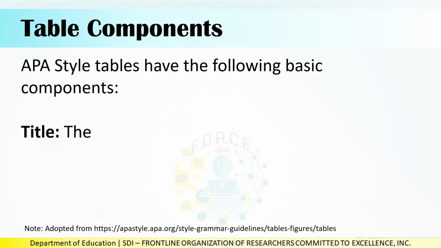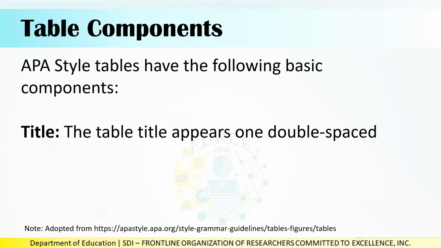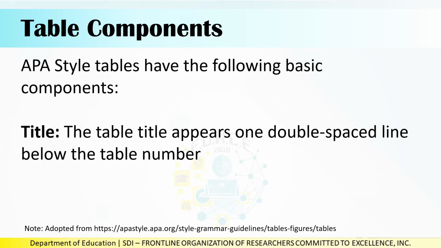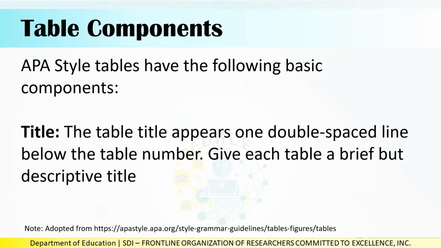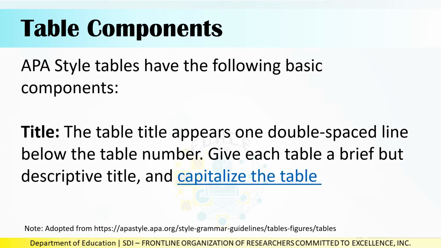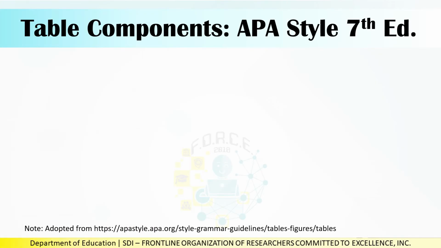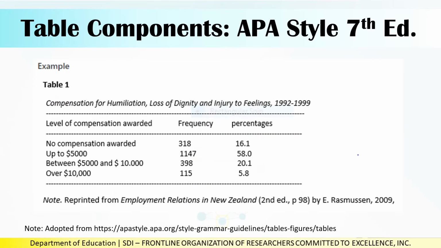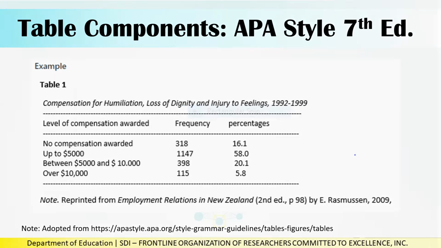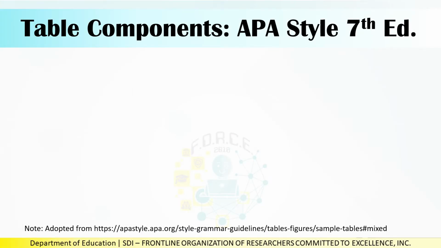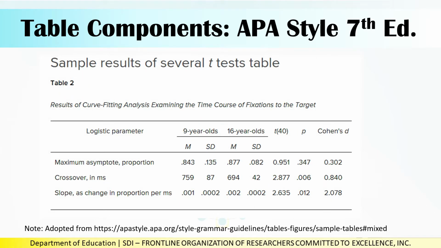Next is table title. It is one double-spaced line below the number. Capitalize the table title in italic title case. These are examples of tables. Observe the bold font for the table numbers, as well as italic title case table title.